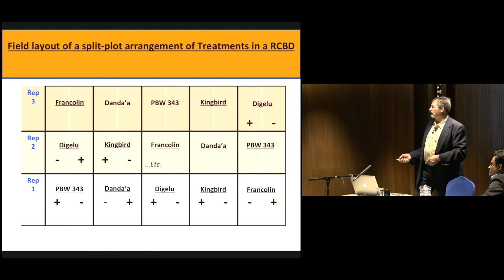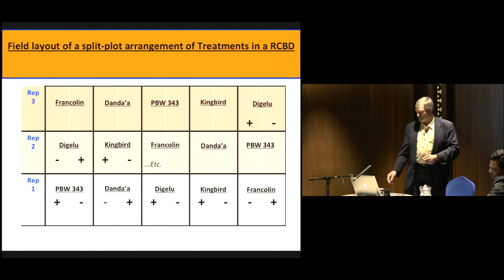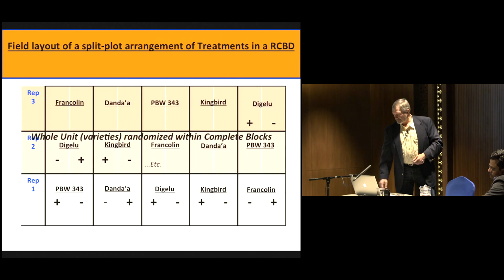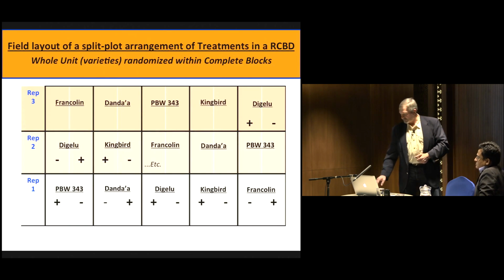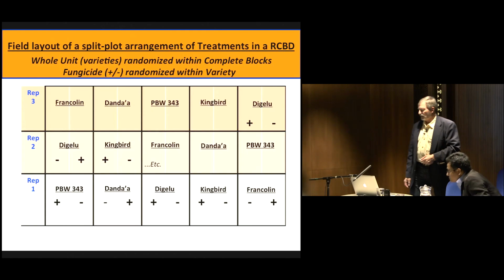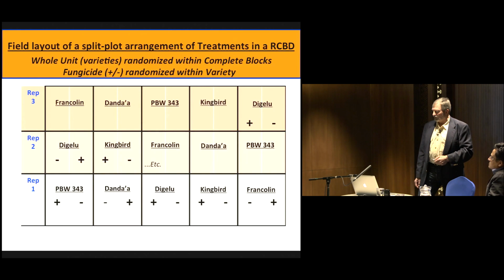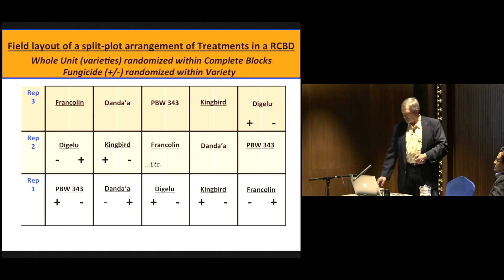So if you count them, there are 1, 2, 3, 4, 5, 6, 7, 8, 9, 10 times 3 is 30 experimental units. Minus 1 is 29 degrees of freedom. So we're going to allocate the sources of variation into those 6 sources of variation in the analysis of variance table. Whole units, or varieties, randomized within complete blocks. Subunits, the fungicides, randomized within the whole unit or within the variety.